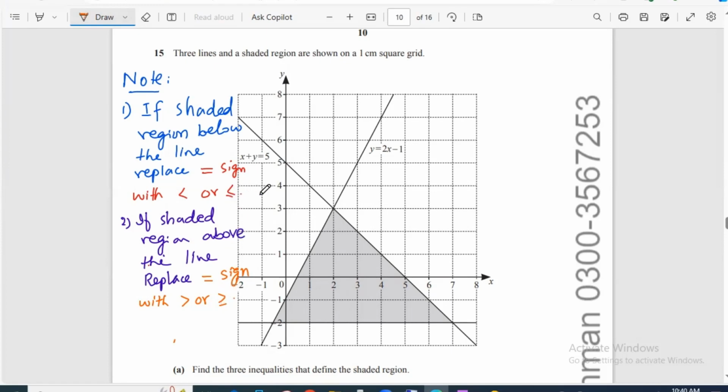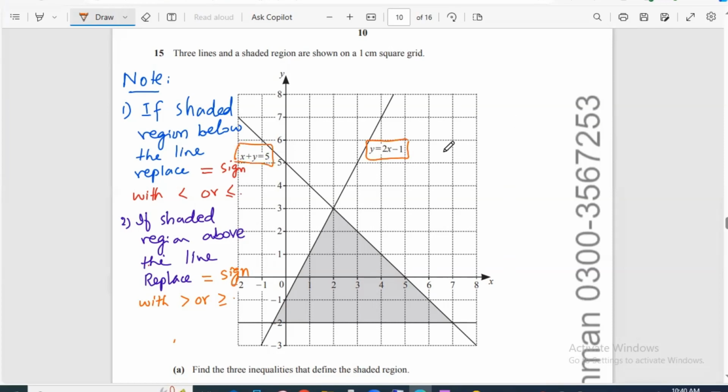So now start working here. First, in this question, find the three inequalities that define the shaded region. You should know the equations of each line. There are three lines here, number one, two, and three, right? Out of three lines, two equations are given here: x equals 2y, y equals 2x minus 1, and x plus y is equal to 5.